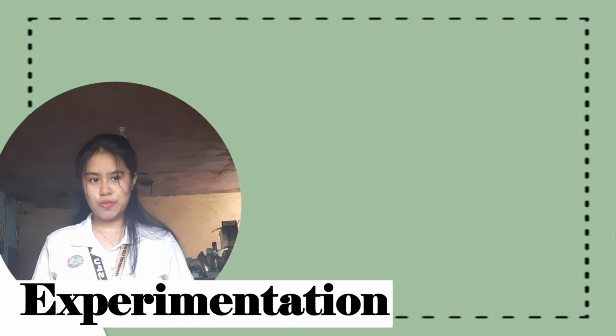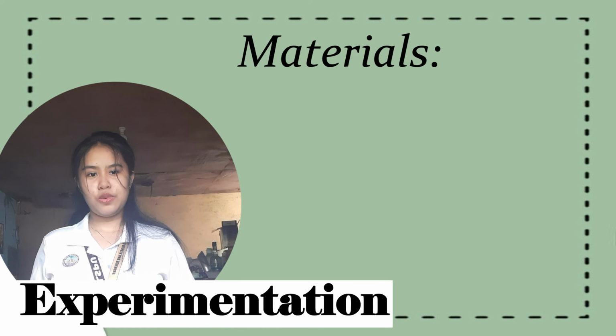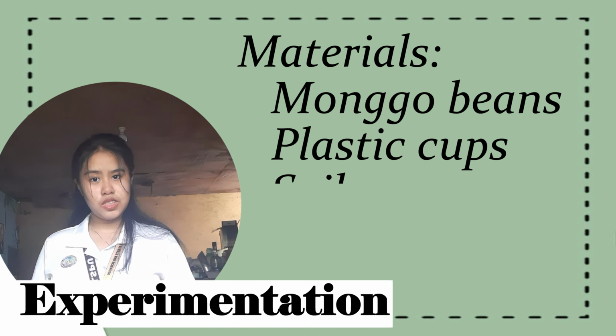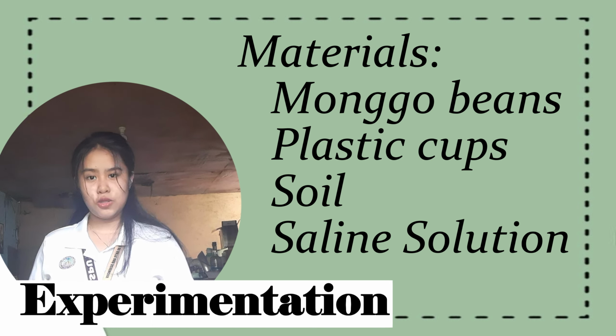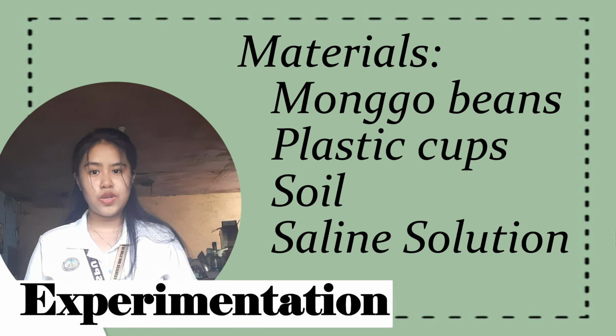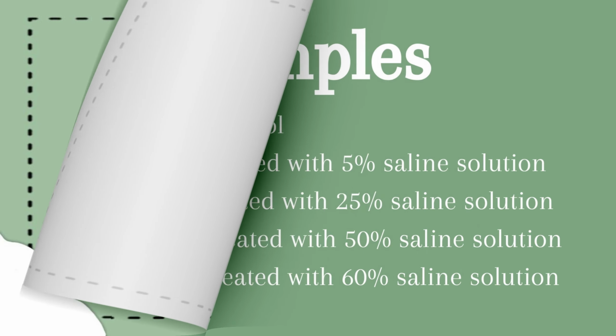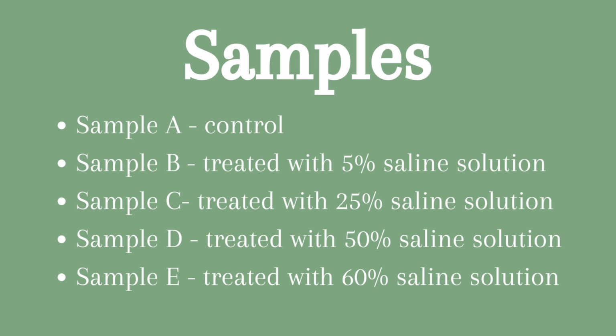This is how we did our experiment. We first prepared our materials, which are the mung beans, plastic cups, soil, and of course our saline solution. For this experiment, we have a total of 5 samples. Sample A, which is our control, will be watered with water that contains 0% salt. Next is sample B that will be watered with 5% saline solution. Sample C will be watered with 25% saline solution. And sample D will be watered with 50% saline solution. And lastly is sample E that will be watered with a 60% saline solution.